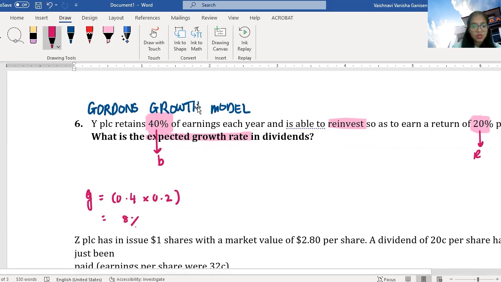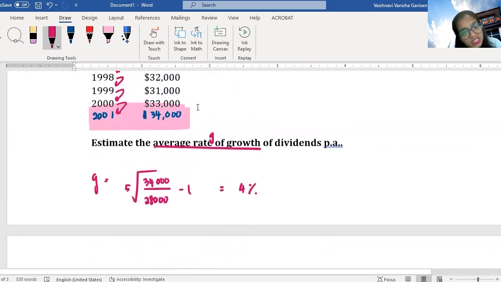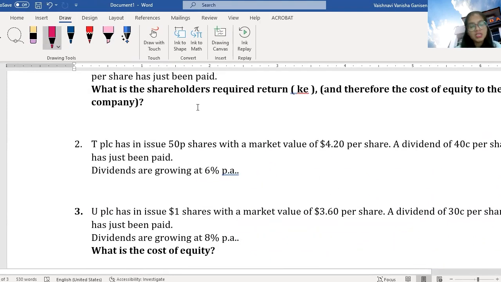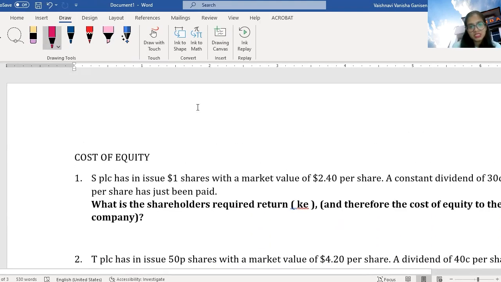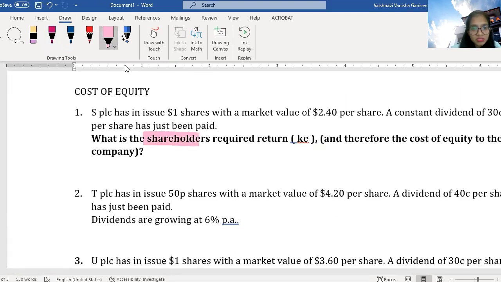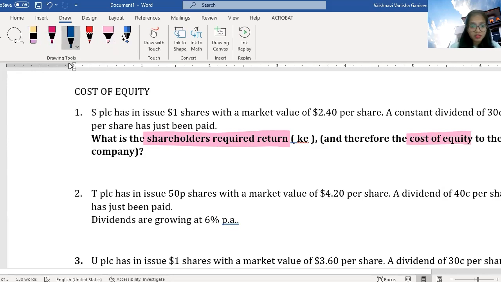Now, let's proceed to calculate the cost of equity, KE, using the dividend growth model. But before that, let's start from question number 1. What is the shareholders' required return, and therefore the cost of equity to the company? So basically, he's asking you to find the cost of equity.